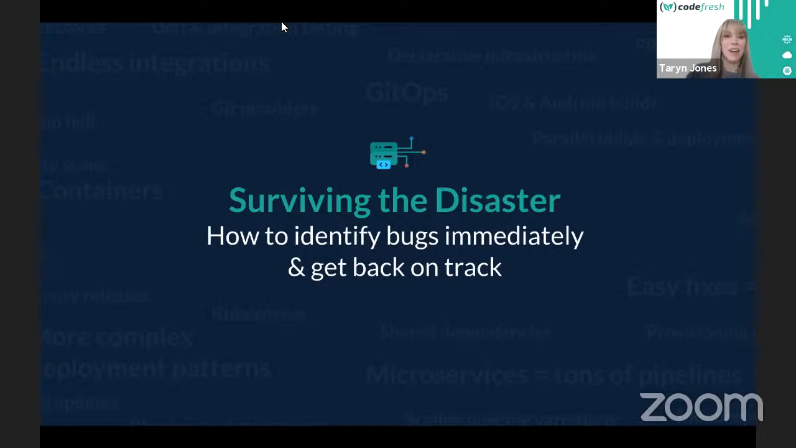Surviving the disaster: how to identify bugs immediately and get back on track. In this webinar, Josh and Anais are going to show you how to automate your deployments to your Kubernetes cluster using Codefresh and the Kubernetes Environment and GitOps Dashboards, and then how to easily solve any issues that arise and increase your deployment velocity using Rookout.